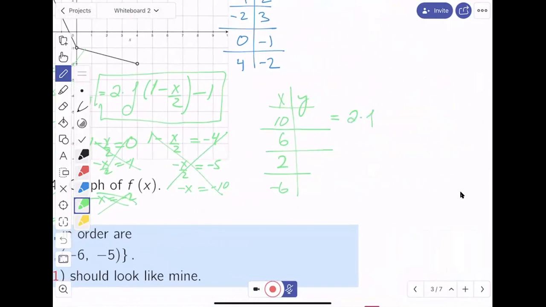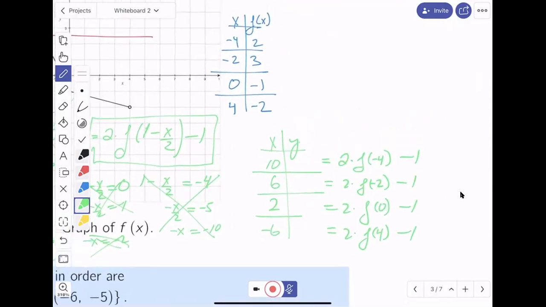2 times f of, minus 1. Let's plug in 10. What do you get? 1 minus 5, which is minus 4. Let's do 6. 1 minus 3, which is minus 2. We'll look at the numbers later. Let's do 2. You would get 1 minus 1, which is 0. Let's do minus 6. What would you get? 1 minus a minus 3, which is going to be 4.